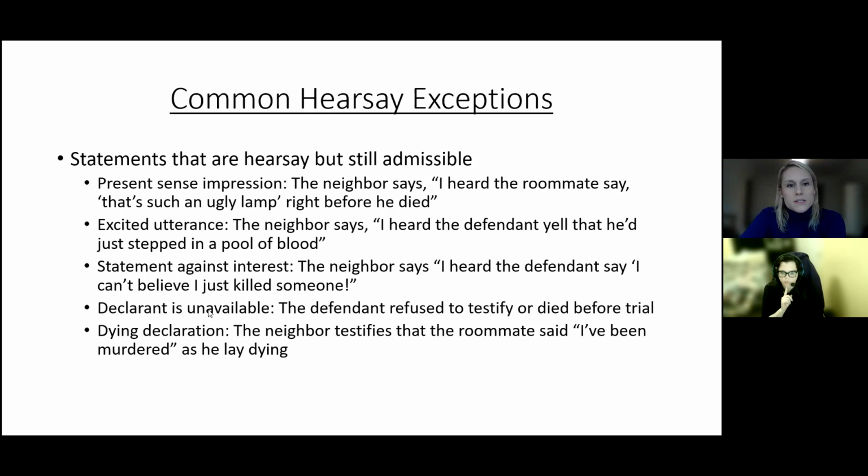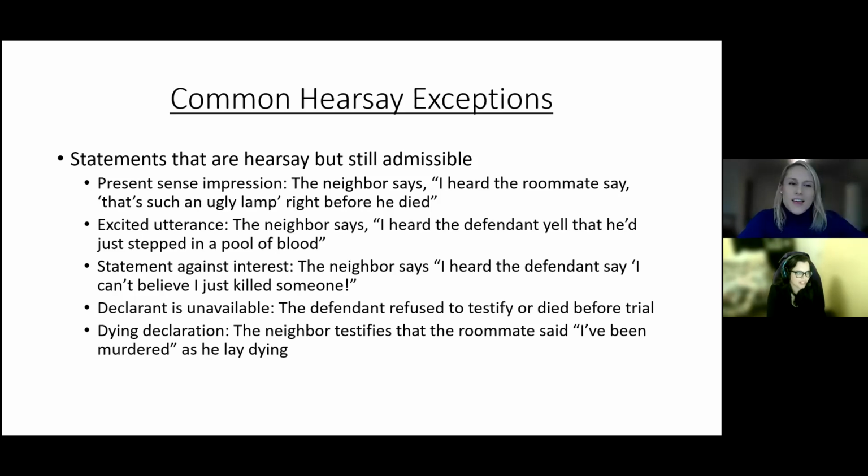Declarant unavailable. I don't know if we're going to have that one, I don't think. I think we try to avoid that one as much as possible, it's a very tricky one, to be very honest.